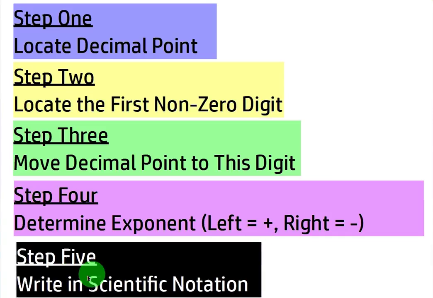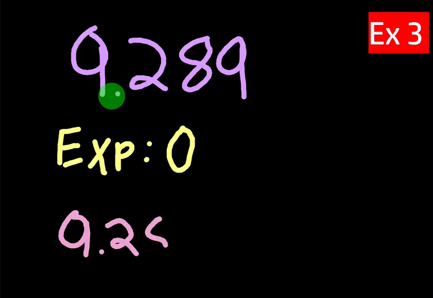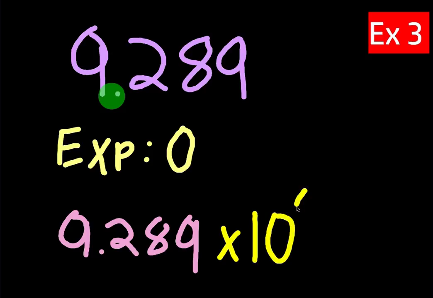So guess what? You're just basically going to rewrite that number whenever the decimal is already just to the right of your first non-zero digit. Just go ahead and rewrite your number. And then it's going to be times 10 to the 0. That's all you have to do.